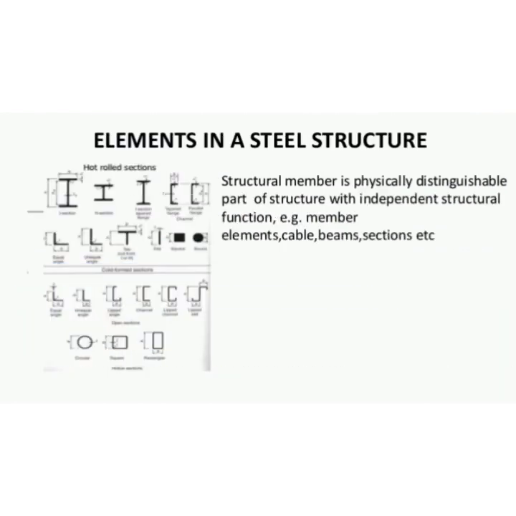Elements in a steel structure. A structural member is a physically distinguishable part of a structure with an independent structural function. For example, member element, cable, beam, sections, and so on.